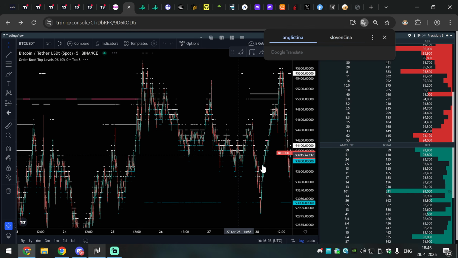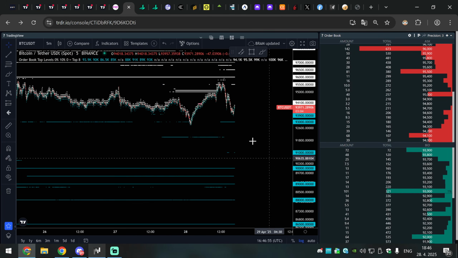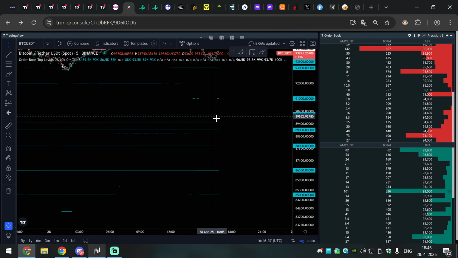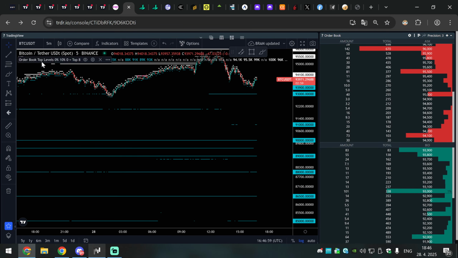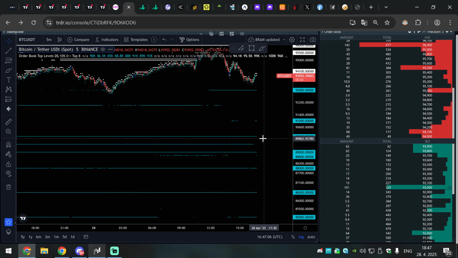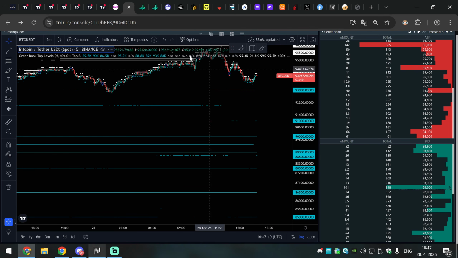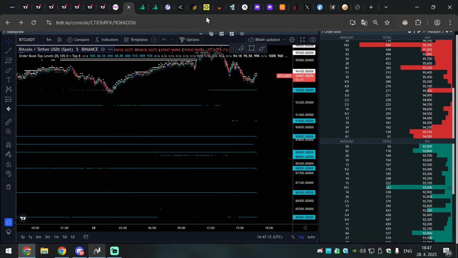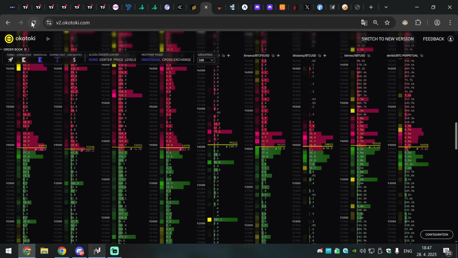And buyers, you can see if we extend further from these lows, then the buyers, I need to refresh because it's comparing data to other time frames. Doesn't matter. So buyers are here. In these regions, buyers are lurking. So 90k to 89,000 on spot market. I can also go to Okotoki so you can see it better. We can do refresh.